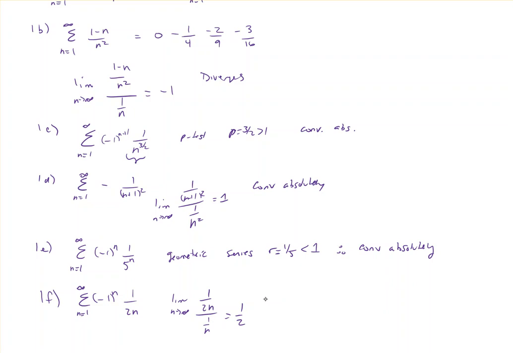So if I did the absolute value, if I took all the positive terms, the absolute value series diverges. So what does that mean? Well, if the absolute value series diverges, we know it does not converge absolutely. But it could converge conditionally.